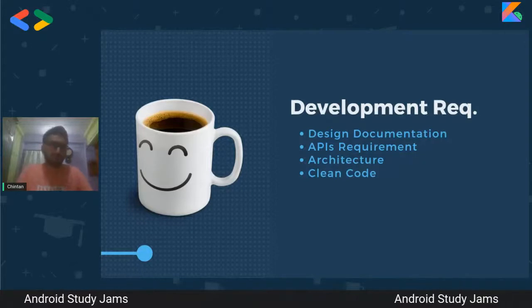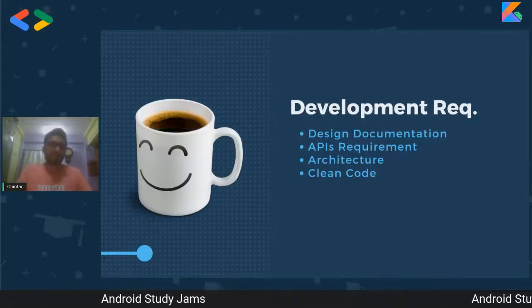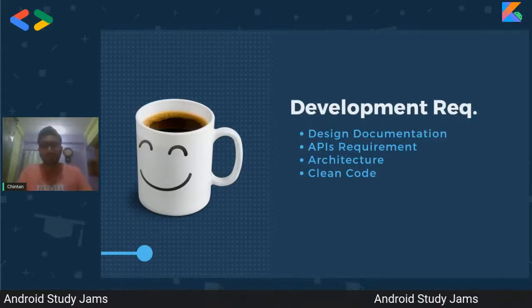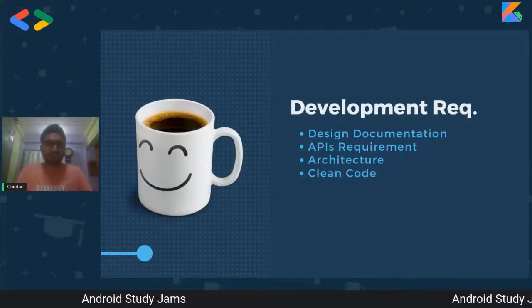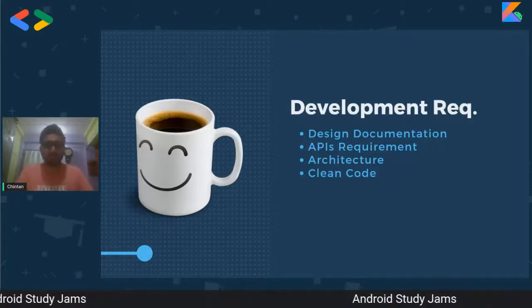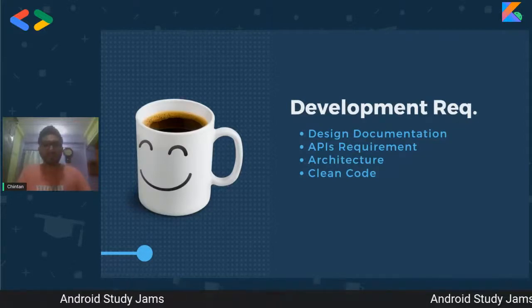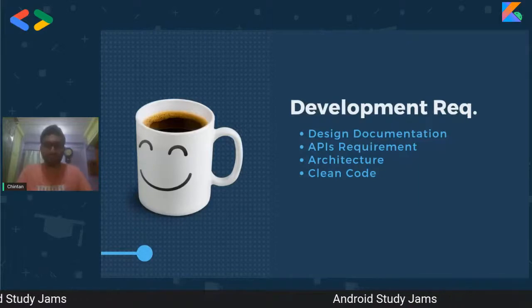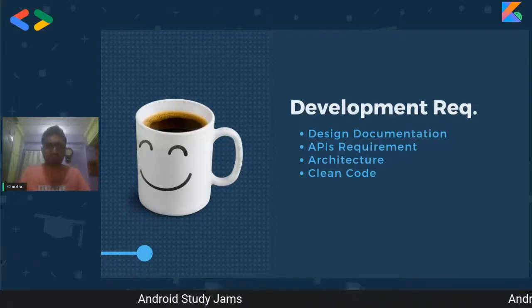Then comes the most important thing, which is clean code. Now, you might have seen or read about clean code many times, this word clean code, clean code. So what does clean code mean? Clean code is nothing, it's just that whatever you write as code should be readable and understandable by humans as well. So that is clean code. We will elaborate on it in the next slide.